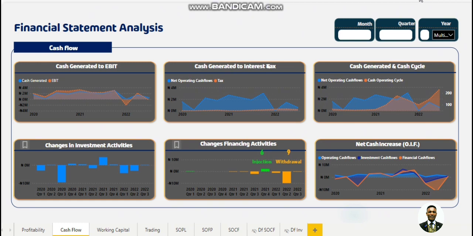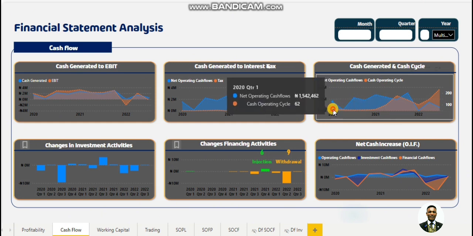What is the principle behind the relationship between these two figures? Take note that as the number of days of the cash operating cycle increases, the amount of operating cash flow would gradually decrease, meaning an increase in the number of days of the cash operating cycle would lead to a reduction in the amount of cash flow available from operations for the business.